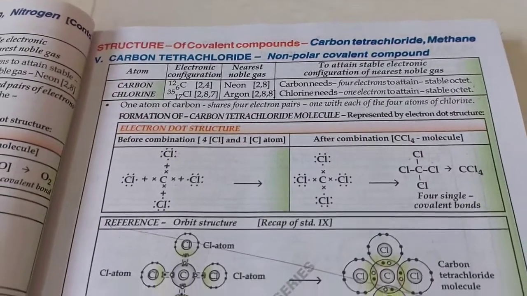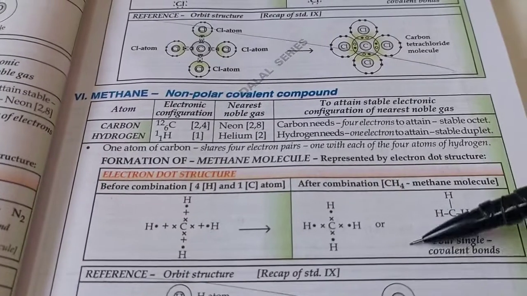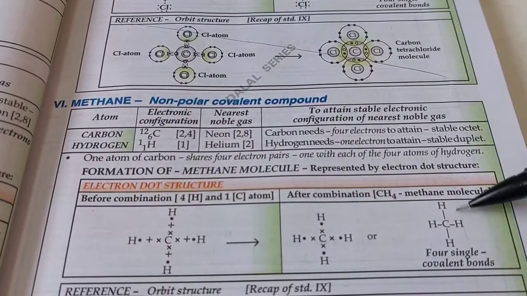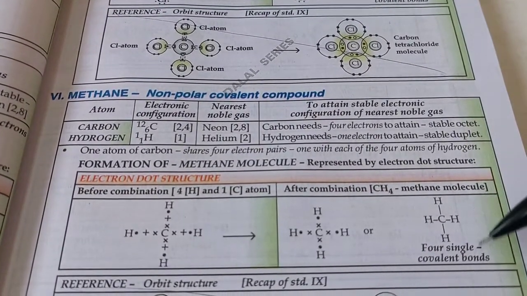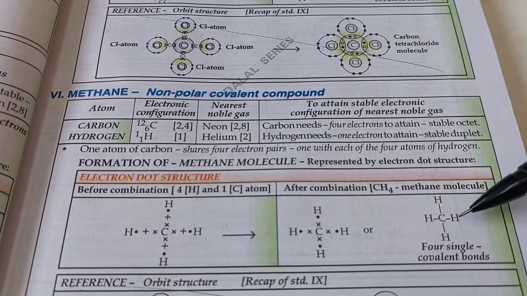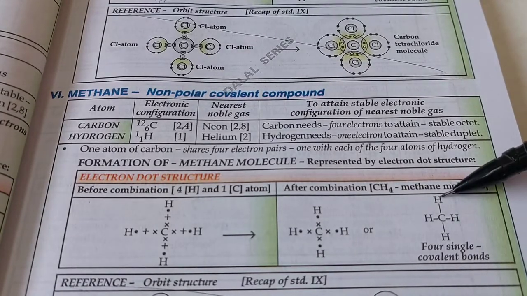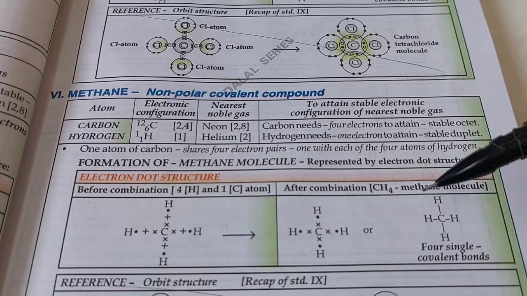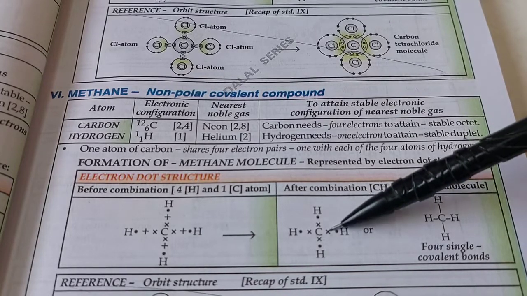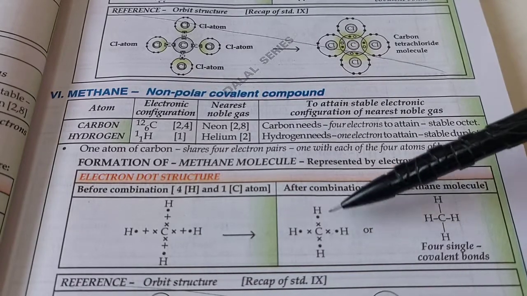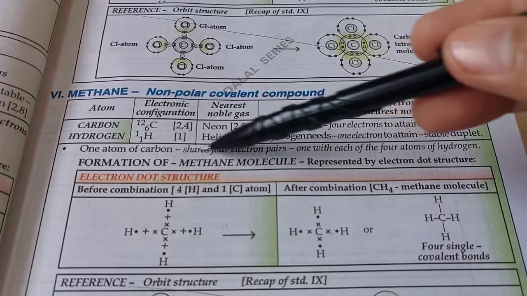Again, it's non-polar. Methane is similar to this. Again, 4 single covalent bonds. You can't call it a quadruple bond because it's not between the same 2 atoms. It's between different atoms. So carbon is sharing an electron with each, or a pair of electrons with each of the 4 hydrogen atoms. So read the sentence here.